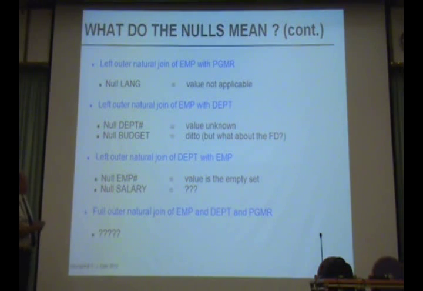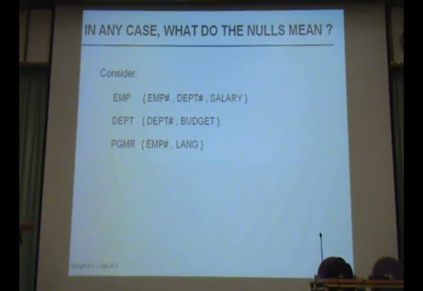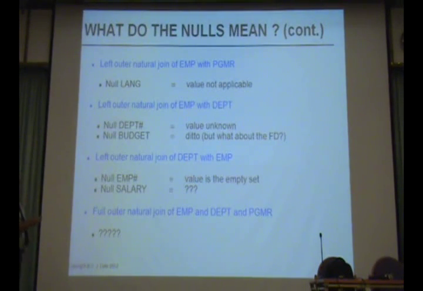So, left outer join of employees and programmers, backing up for a second, if Joe is an employee and Joe is a programmer, the two roles for Joe will join together. If Alice is an employee but not a programmer, what will happen in the result is that we'll see a row for Alice with the language of null, and the language null clearly means the value does not apply because Alice is not a programmer. So null language means the value does not apply.